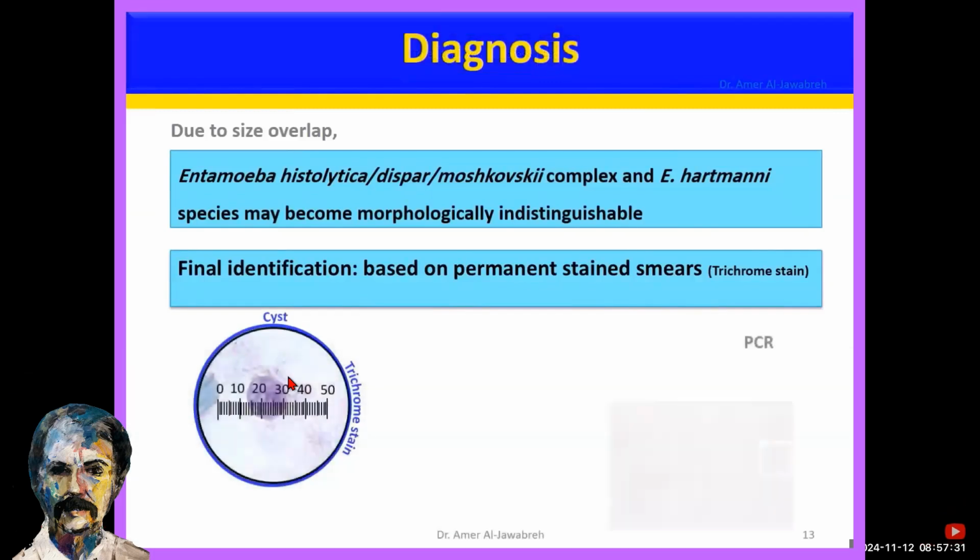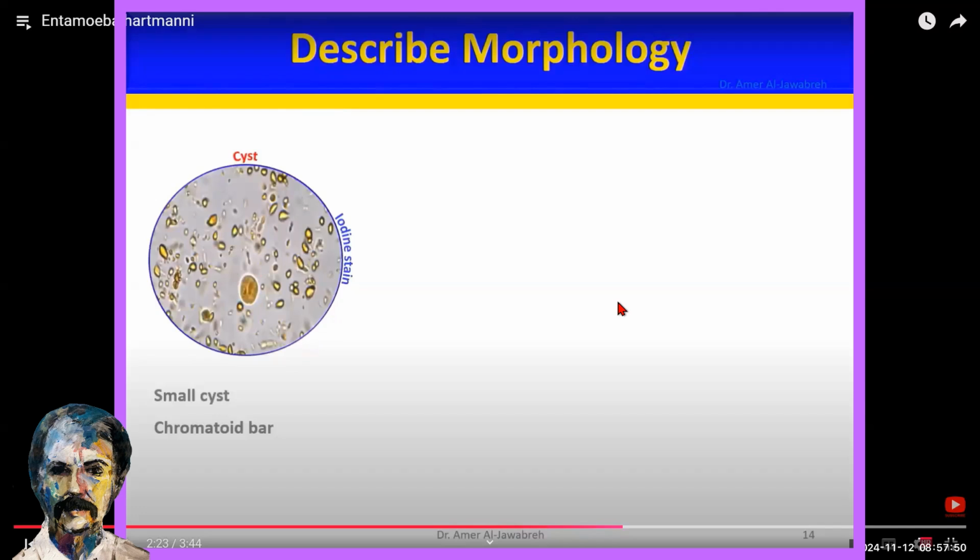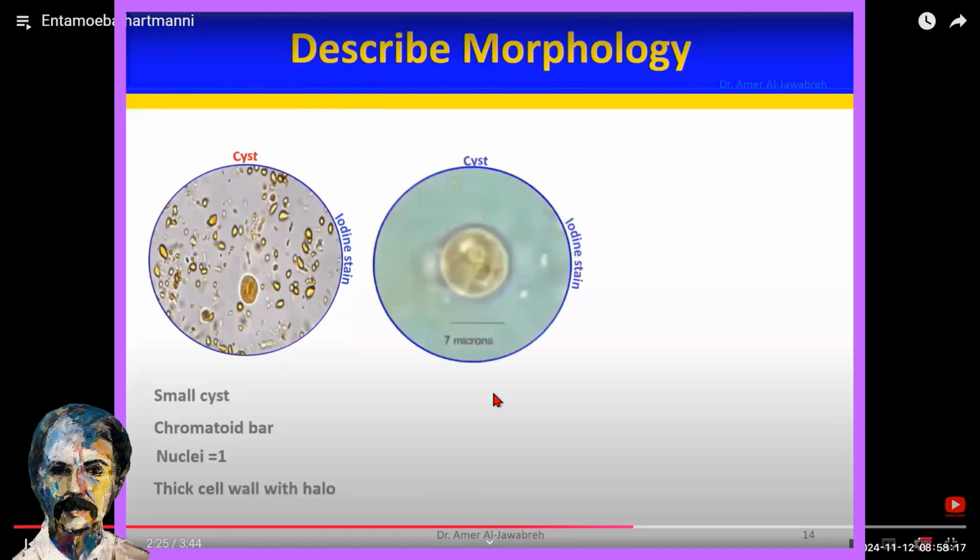Okay, this is the PCR. So this is the morphology of E. hartmanni. If you see here, it looks like T, which means this is iodine. Almost, it's not really circular, a little bit oval, but you can see the halo. Maybe this is the chromatoid bar. A nucleus. Can you see the nucleus with me? Maybe one, this one here, on the left side. This one also, we have two here, chromatin, karyosome in the middle. Maybe this is the chromatoid bar, binucleated, two nuclei. Unfortunately, the focus here is not very clear.